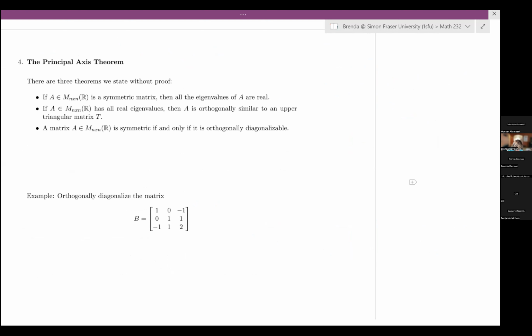Okay, so now I've got 3 things we're going to state here without proof. And actually this thing here called the principal axis theorem. The principal axis theorem is this guy. Of these 3 statements, it's this guy here. Okay, so let us just say we've said this actually a couple times already today. Always worth remembering: if you've got a symmetric matrix, the eigenvalues are real.